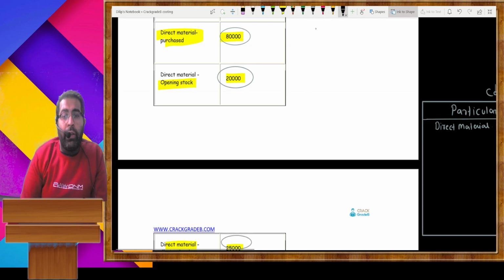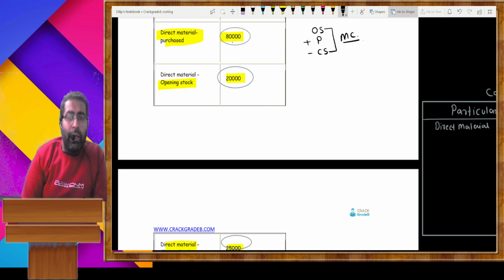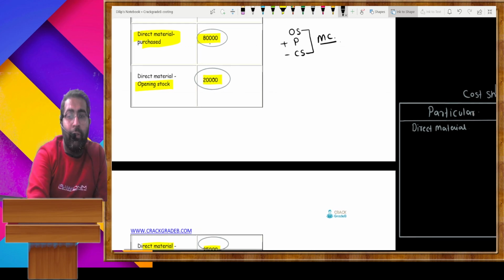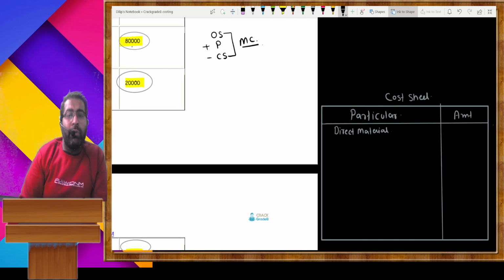As I told you earlier, opening stock, add purchase, minus closing stock. By the help of this, we will get the material consumed. Same thing. 80 and 20, 1 lakh. From 1 lakh, we will deduct 25,000. Then we will arrive at a point: how much direct material we will use? 75,000. Now we will include all the types of direct wages or direct labor.